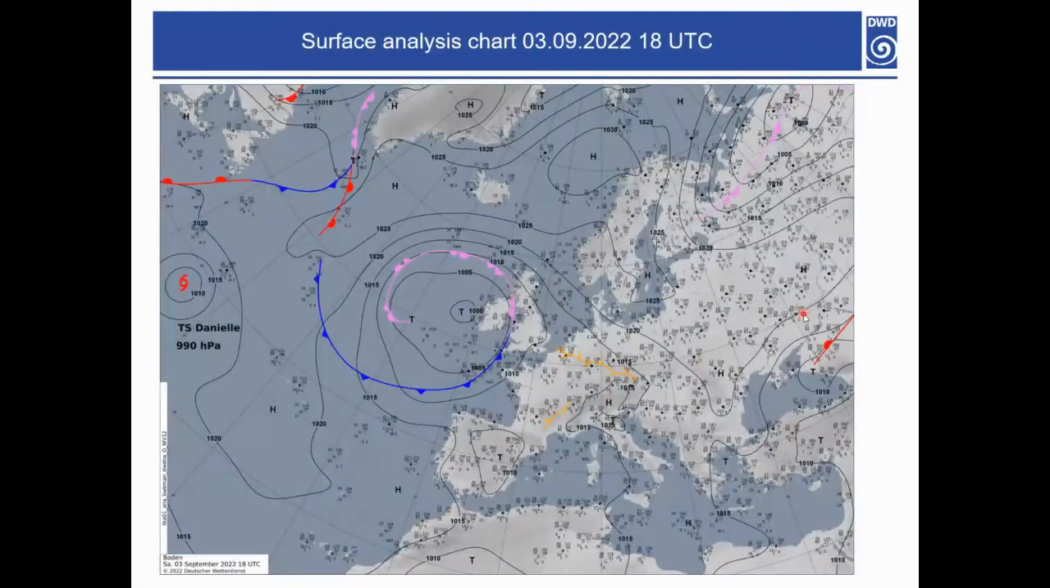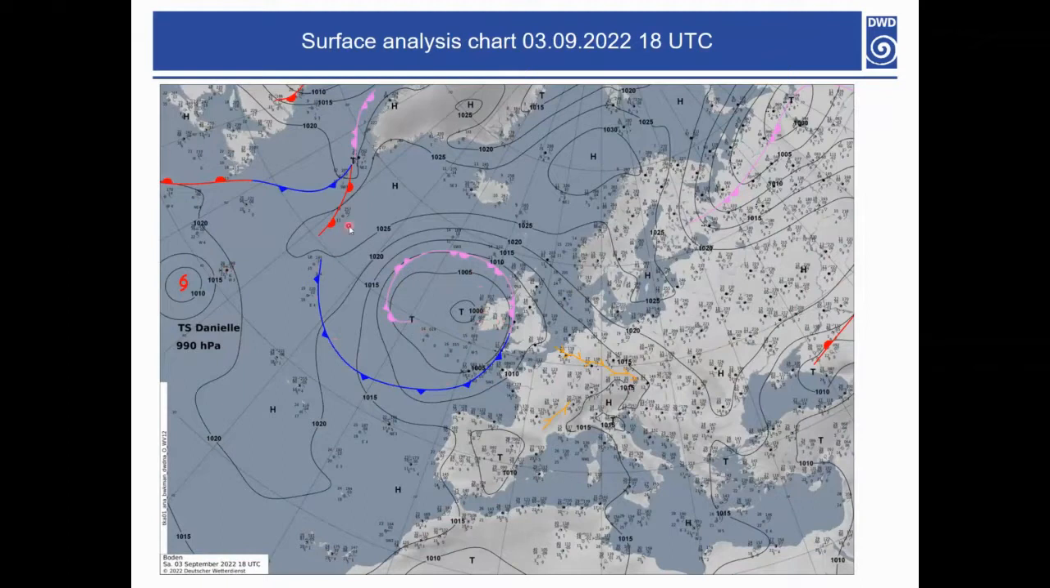Now I'm going to talk about Danielle. When looking at the surface analyzed charts beside the hurricane here in the west, we can see a low pressure area located in front of the British Isles, and the blue line indicates a cold front.